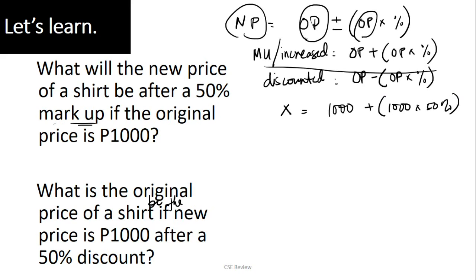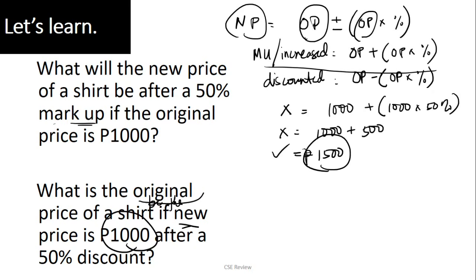Again, sinubstitute lang natin yung original price, which is 1,000, pinalit lang natin dyan. Yung new price is your X kasi siya yung nawawala. So, X is equal to 1,000 plus, ang 50% ng 1,000 is 500. It's going to give us 1,500. That is the answer. That is why tama rin tayo kanina. Okay? The thing is, in this second problem, it's going to be different na. Bakit? Kasi ang binigay sa atin is the new price, which is 1,000. Ang hinahanap yung original price.